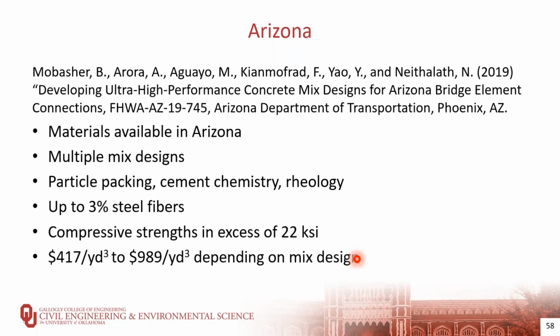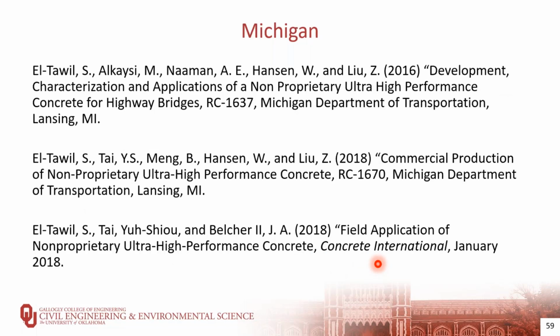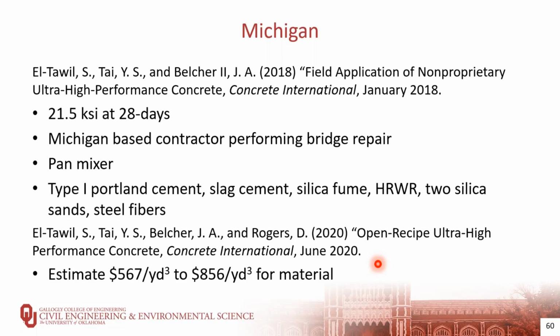They found compressive strengths in excess of 22 KSI and had a mix somewhere in the neighborhood of $400 to $1,000 per cubic yard. Michigan has done an extensive amount of work in this area, primarily at the University of Michigan. There are several references listed here you can take a look at if you would like. They did field applications with a 21.5 KSI compressive strength, a Michigan contractor performing the work, and had a mix that also included Portland cement and slag cement.